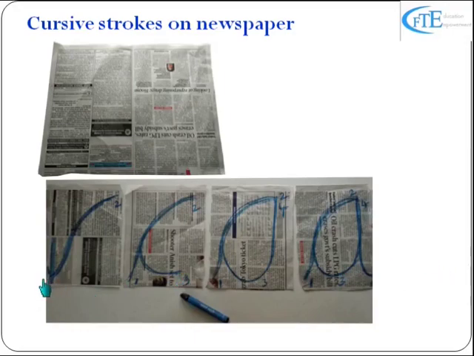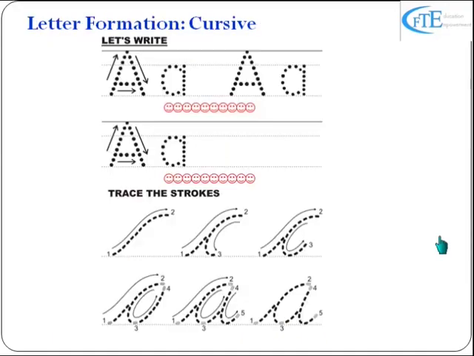Initially, the first stroke, then the second, repeatedly with a jumbo crayon, then the third. Let your child follow the numbers. And finally, the complete letter. Now, this should be done with every single cursive letter, whether you're teaching it at the lower kindergarten level or the upper kindergarten level. After this, you could go to tracing on a paper. Again, look at the jumbo-sized letters.